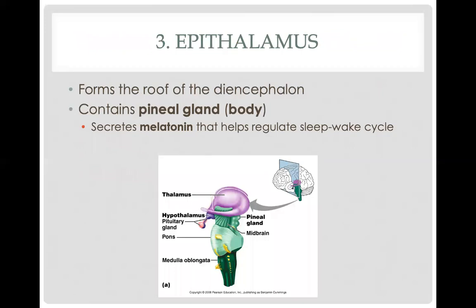Epithalamus, as I mentioned, forms the roof of your diencephalon, and it does contain multiple structures. The main one here is a structure called the pineal gland, and the pineal gland is the structure that releases or secretes melatonin. You may have heard of that. It is the hormone that's responsible for regulation of the sleep and wake cycle with the help of your hypothalamus.